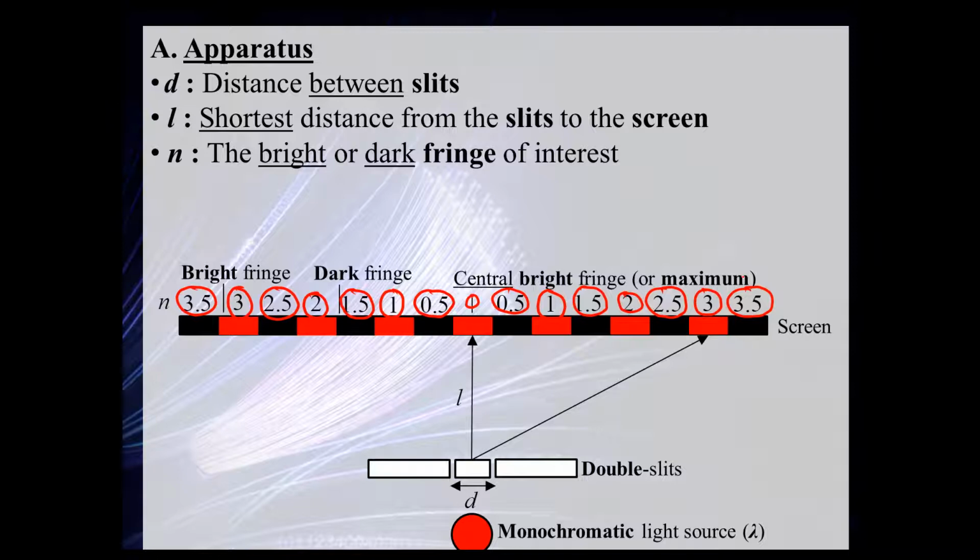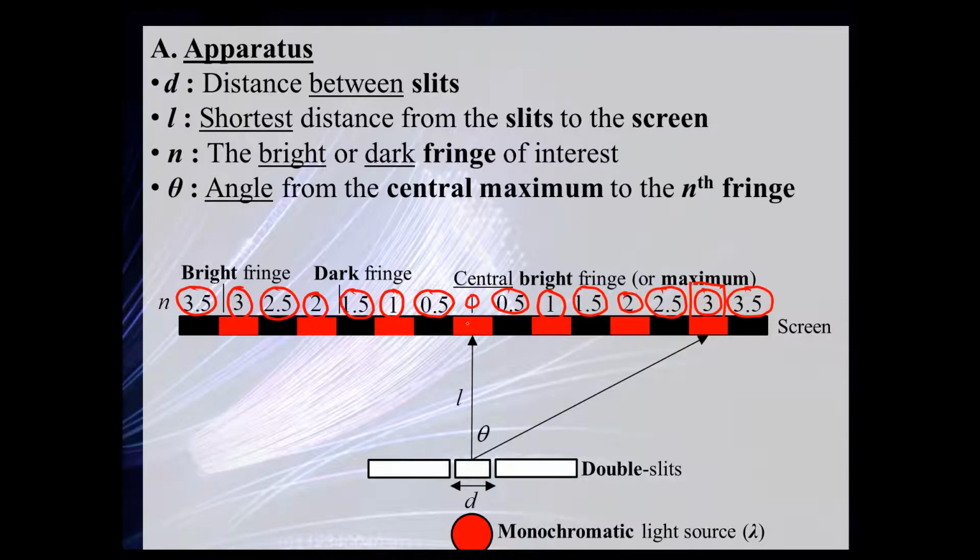Now let's draw a line from the midpoint of the two slits to a fringe we're interested in. So let's say that I'm interested in the third bright fringe. Let's have a line going from here to the third bright fringe. And I'm going to label the angle between that line and this arrow that's representing the distance from the slits to the screen.